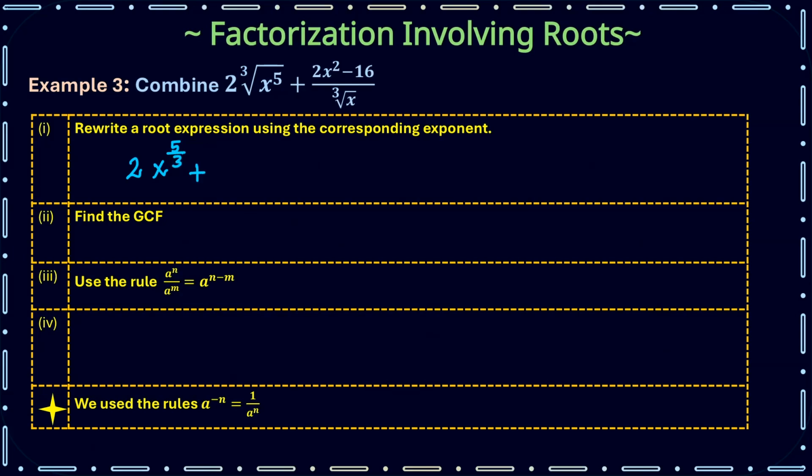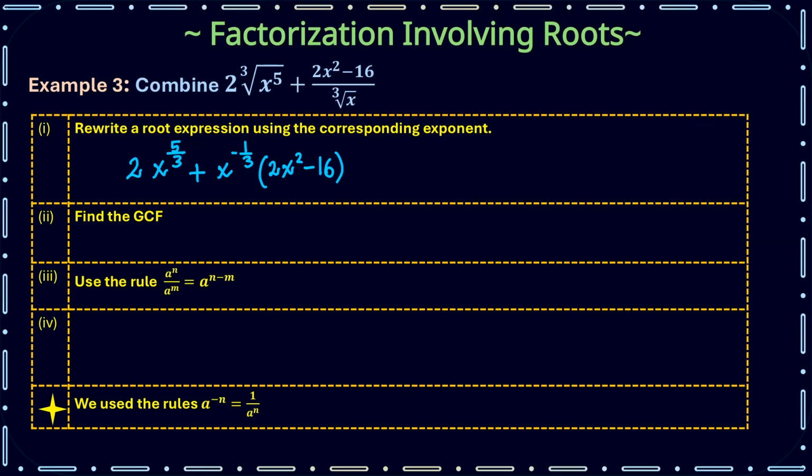Plus, now here we have cube root of x inside the denominator of this whole thing. So once again, we are going to bring that and make its exponent negative. That's x to the 1/3 in the denominator. When you bring it up, it becomes x to the negative 1/3. And that goes in front of 2x squared minus 16.